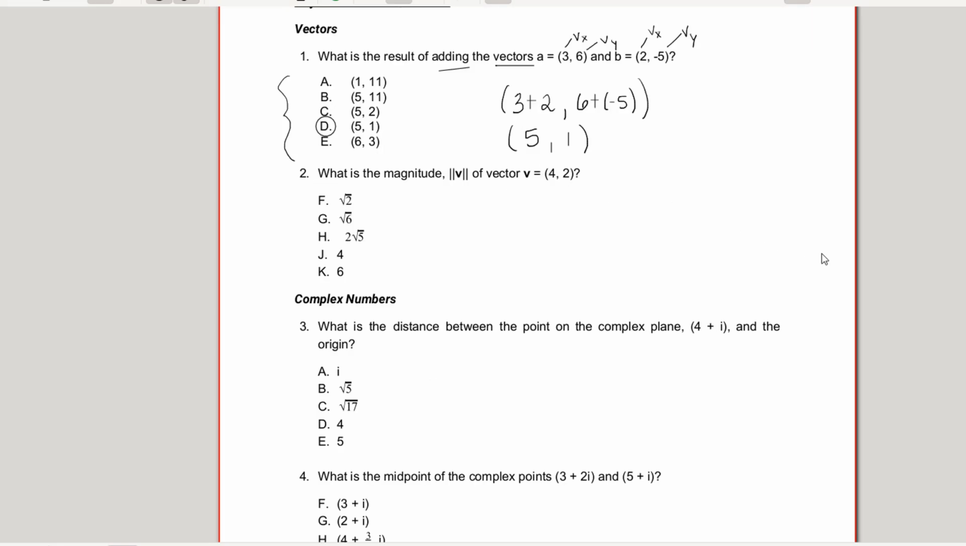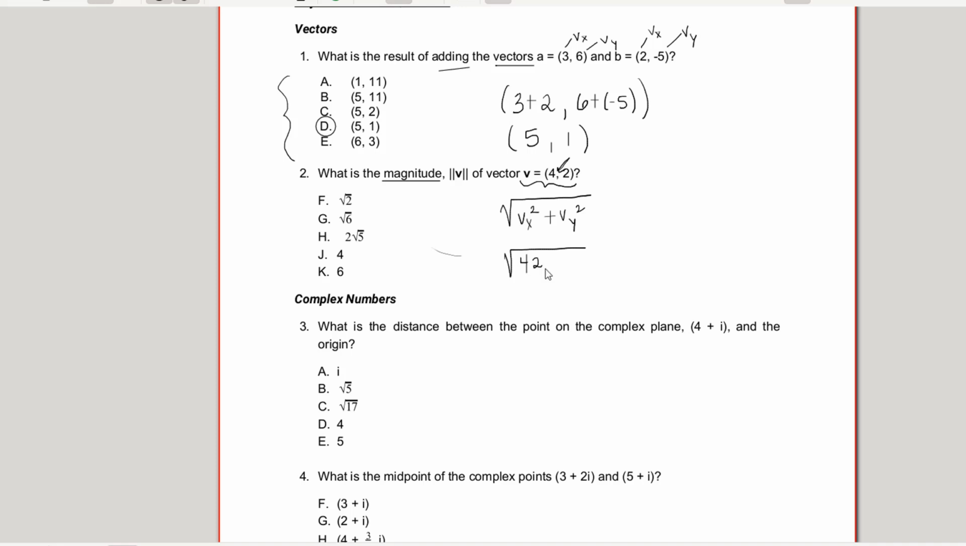Now let's look at number 2. It asks what is the magnitude, and that's given by this v in double bars, of vector v equals 4, 2. This is our format here. And again, from our review slides, we went over magnitude. And when we're looking at that, that is just the square root of the x component squared plus the vector's y component squared. So we can just plug that in straight here from our definition of the vector.